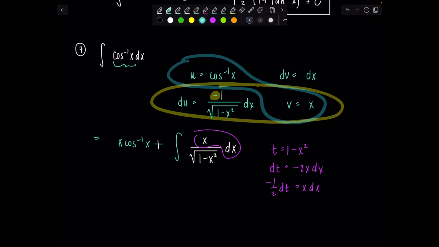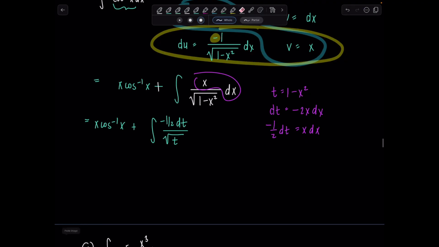Okay, so let's rewrite what we have. x cosine inverse of x plus the integral, x dx is negative 1/2 dt over root 1 minus x squared, which is going to be root t. Okay, I know it looks disgusting. I'm going to rewrite it in just a second in derivative-friendly format.